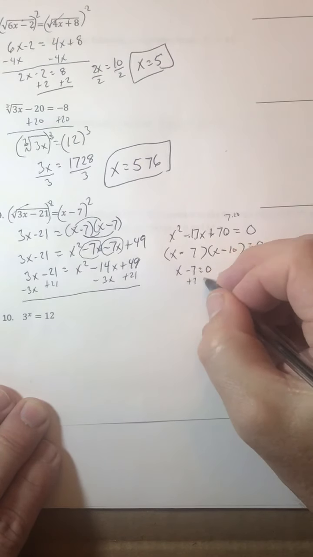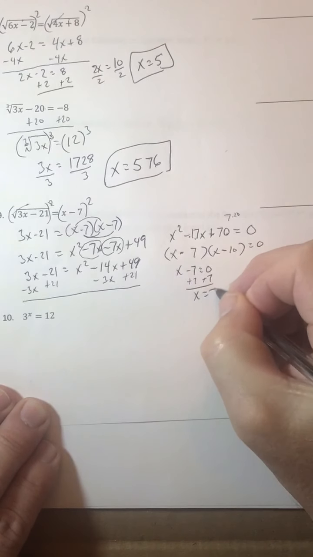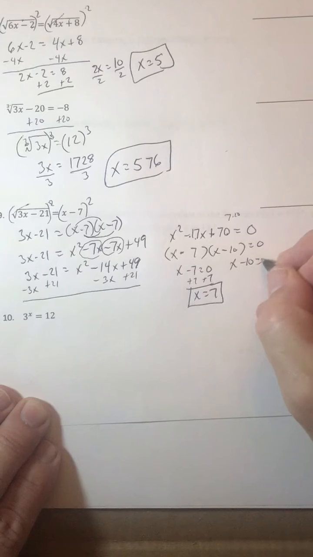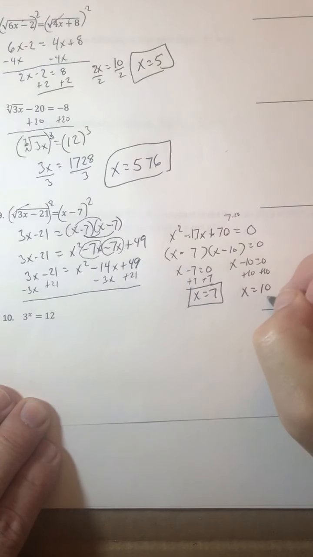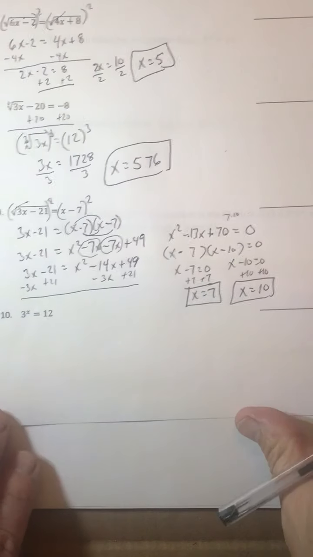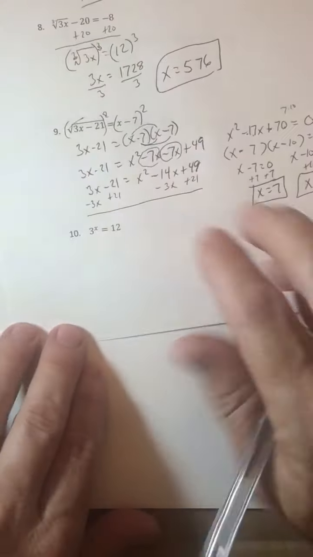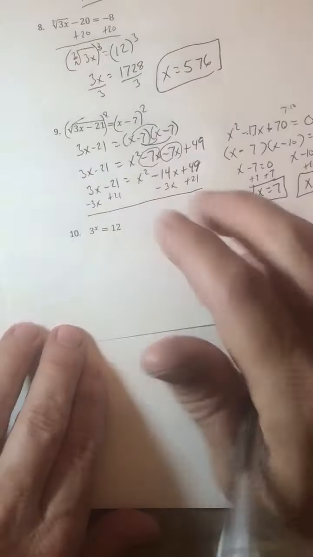X minus 7 equals 0. And add 7 to both sides. We get x equals 7. So there's one answer. And then x minus 10 equals 0. Add 10. And we get x equals 10. There's the second answer.